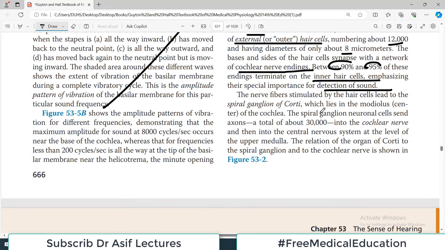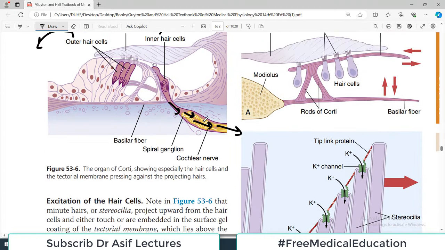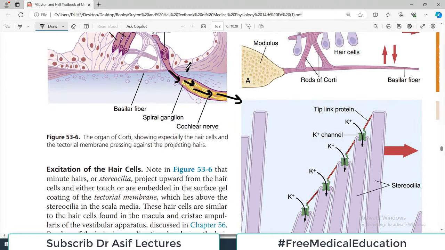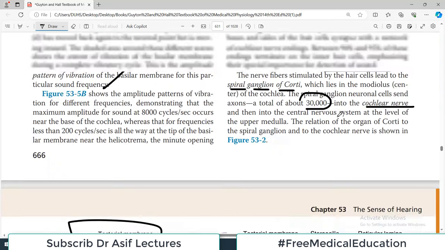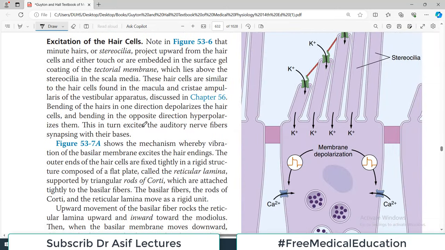Okay, the nerve fibers stimulated by the hair cells lead to the spiral ganglion of Corti, which lies in the modiolus. The spiral ganglion neuronal cells send axons, a total of 30,000, to the cochlear nerve. So here somewhere would be the spiral ganglion, which will receive the information and then process it to the cochlear nerve. Easy stuff, not difficult.